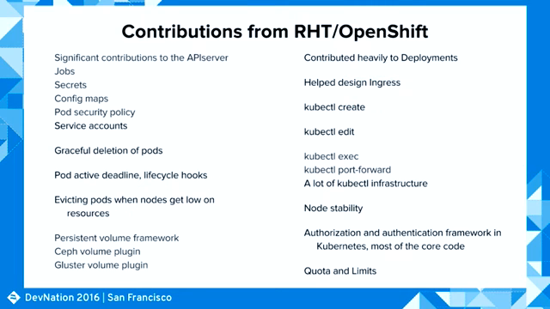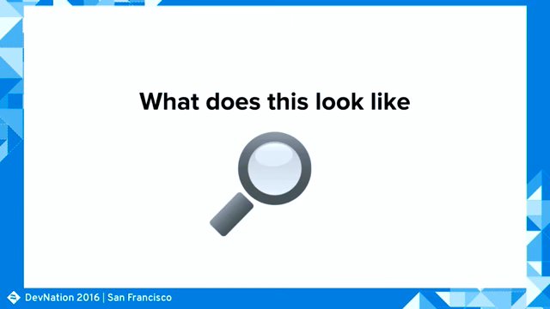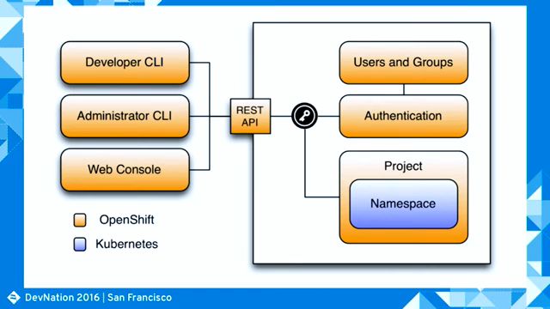And so what are some of the things that we've actually added into Kubernetes that you may have heard about? Here's a list. More coming. We do work in Kubernetes every day. Quotas and limits, all the stateful stuff. Templates are coming. Lots of cool stuff. All the persistent storage stuff. All right, so what does this look like?